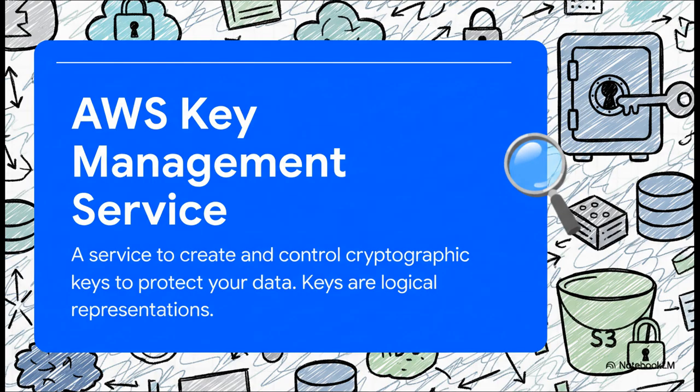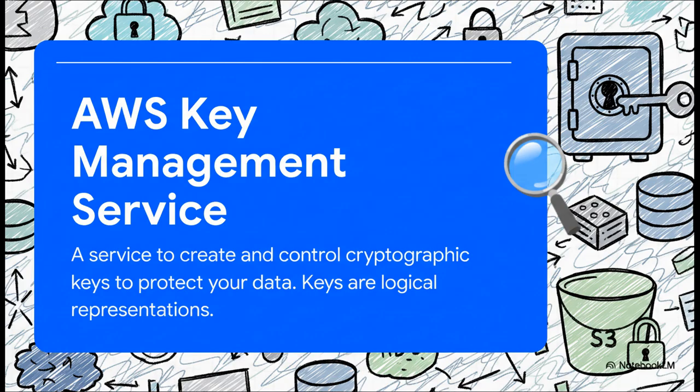Think of these keys like the actual physical key that locks a super secure safe. You use these keys to do the locking and unlocking, the encryption and decryption of your data across a whole bunch of AWS services, right? Your S3 buckets, your EBS volumes, your databases. So when you hear KMS, your first thought should be, this is the service for managing the tool that does the locking and unlocking.